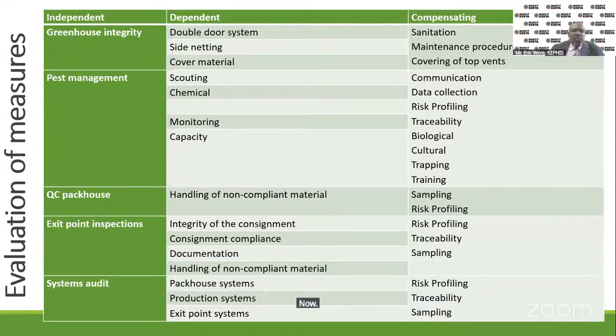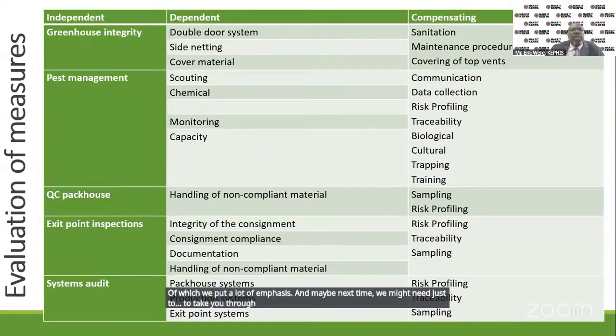Now, just to give you examples of those independent, dependent, and compensating measures. If you go to the greenhouse integrity, on which we put a lot of emphasis, maybe next time we might need to take you through how we evaluated and reached a point where we said greenhouse integrity is key to us.